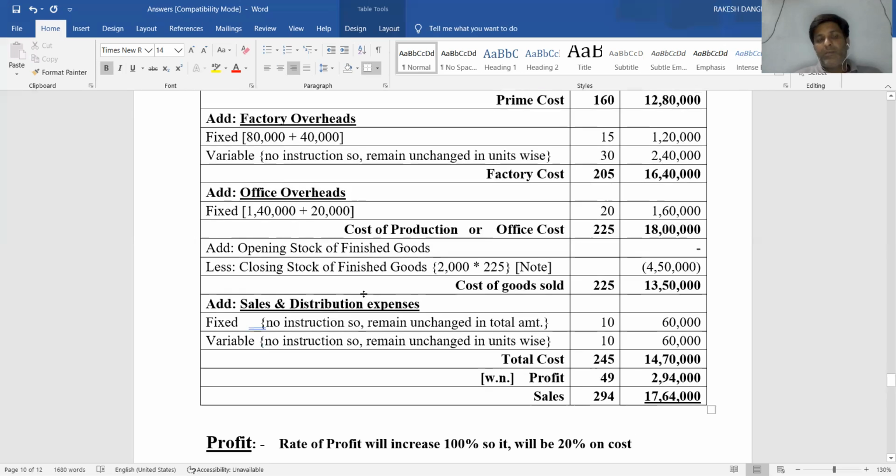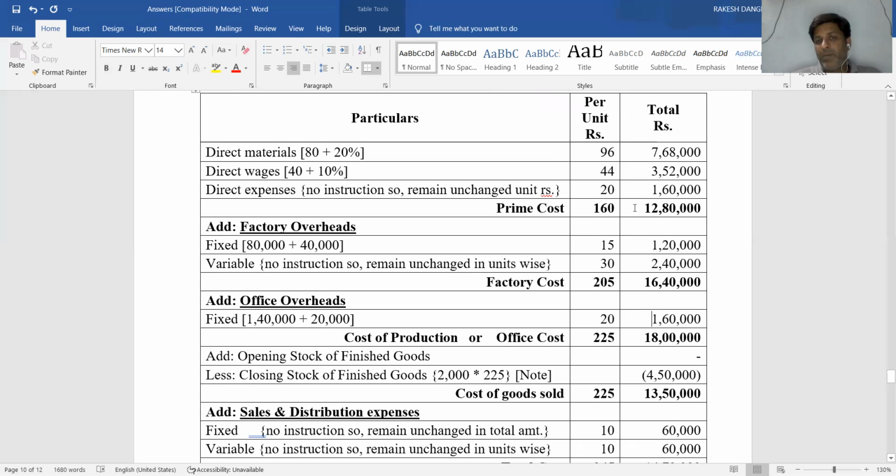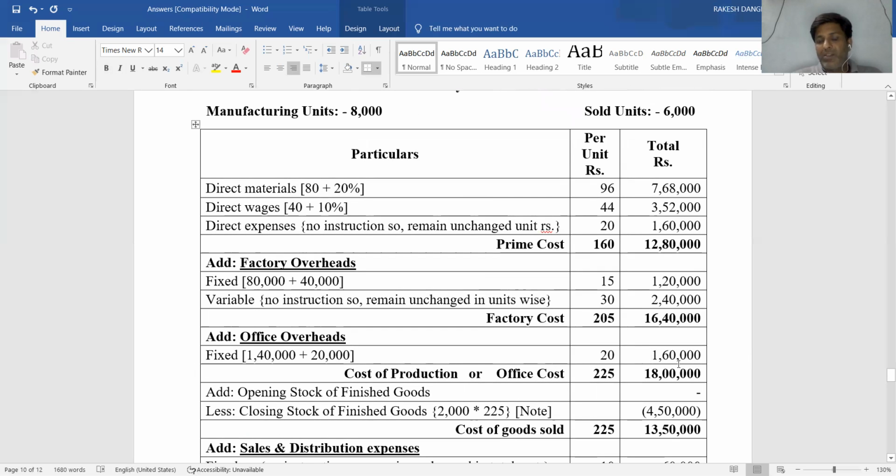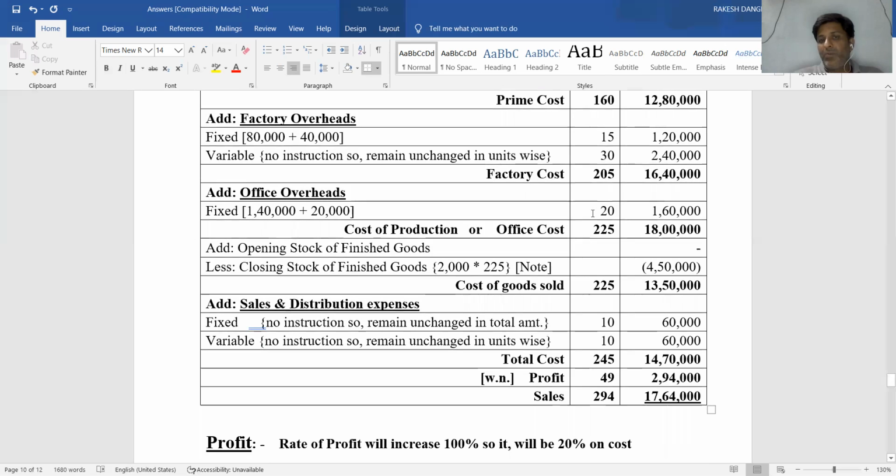Then we have to add office overhead. There is office overhead 100% fixed in 2016. Same, it will remain fixed in 2017. But as per information number 3, office overhead expense will increase by rupees 20,000. So it will be rupees 1,60,000. How? There is 1,40,000 in 2016. In 2017, it will increase by 20,000 rupees. So 1,40,000 plus 20,000, it will be rupees 1,60,000 in total amount. So per unit, 1,60,000 divided by 8,000 units is equal to 20 rupees.